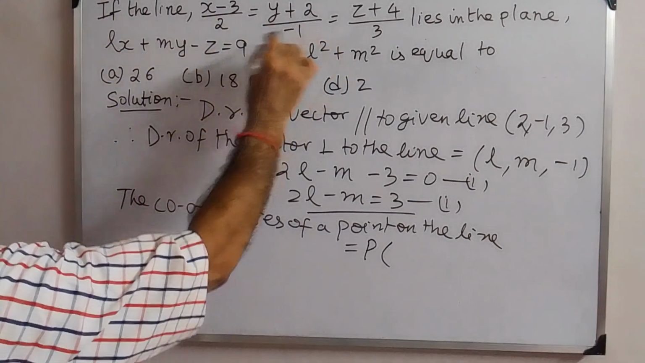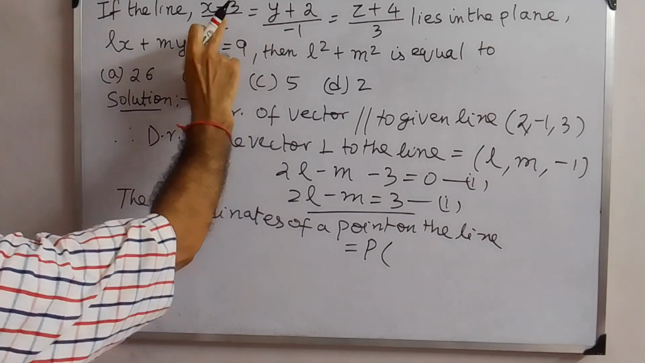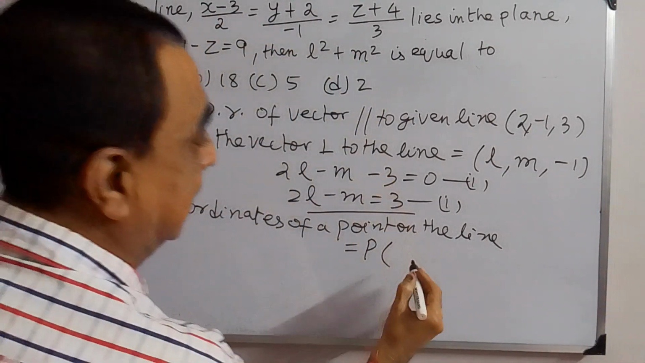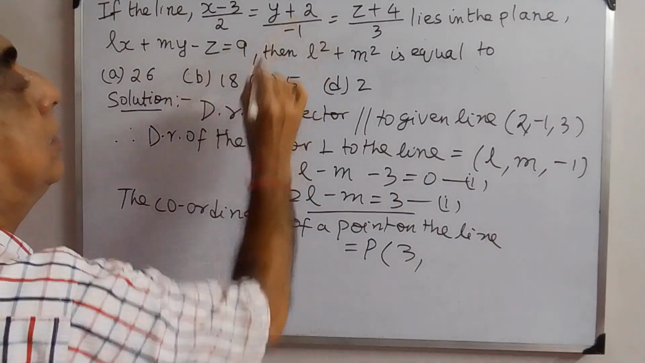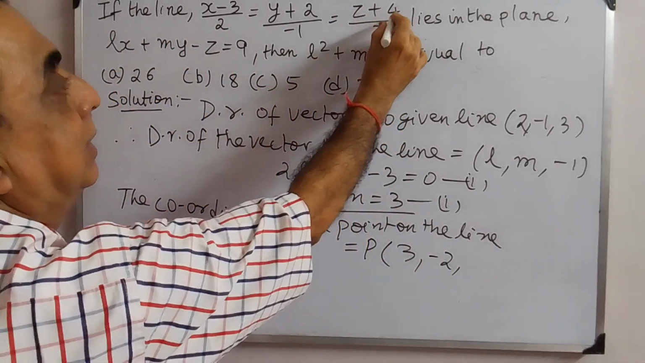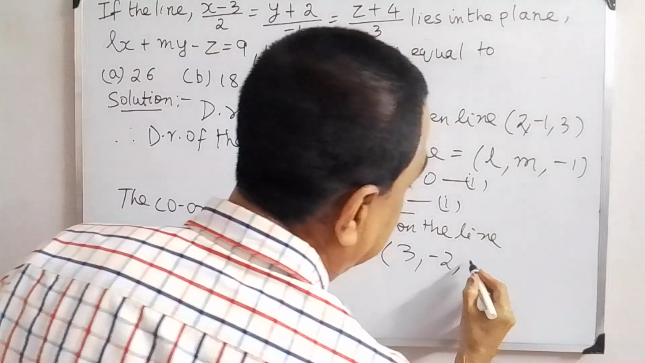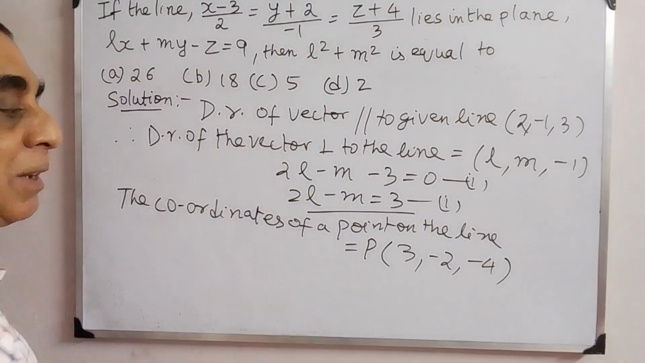Okay, so the given line is passing through the point. Here with x it is minus 3, change the sign, plus 3. And here with y it is plus 2, change the sign, minus 2. Here with z it is plus 4, change the sign, minus 4. So this is the point through which the given line is passing.